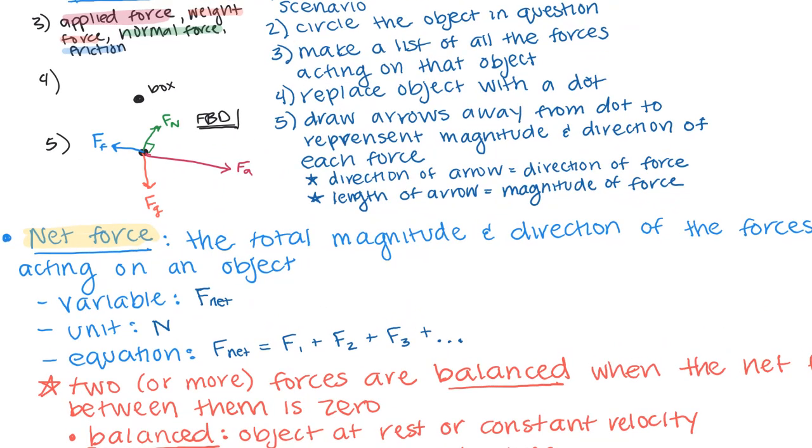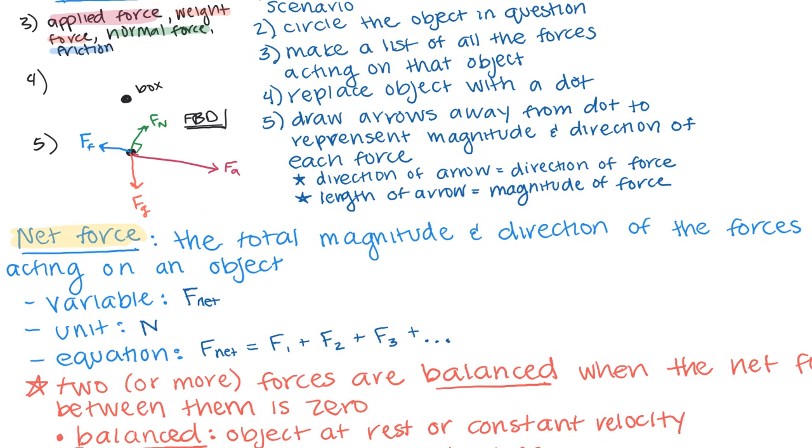I'll zoom out a little bit so y'all can see that definition here. If we are calculating the net force, we use the variable capital F for force and then the subscript word net, to indicate that is our total amount of force acting on those objects. Again, our unit for that force is newtons, and the equation for calculating net force is F net is equal to the first force plus the second force plus the third force, and so on.